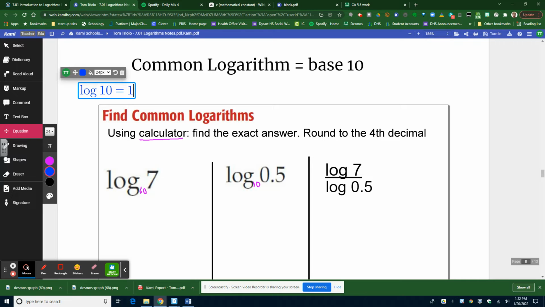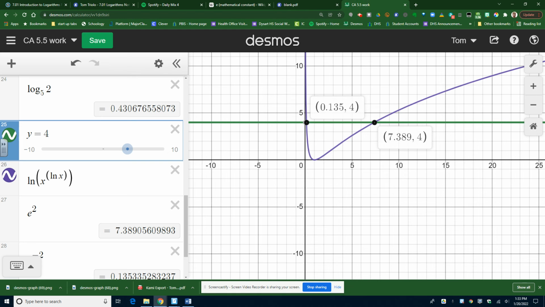So log 7, should that be bigger or smaller than 1? Smaller, but pretty close to 1. So let's think about that when we take the logarithm in Desmos.